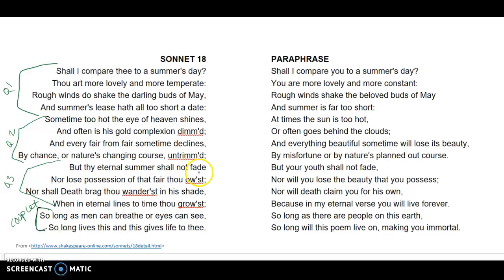But then quatrain 3, he says that summer does not fade, that her fairness does not fade, and that her beauty is eternal. And the couplet here is expressing that because he has written this poem, her beauty and his love for her will live on forever. And this is true because we are studying this sonnet in 7th grade English in 2018. So he was right. All right, so we have our three quatrains, and 2 lines at the end, a little couplet.